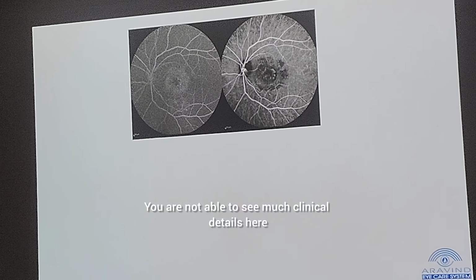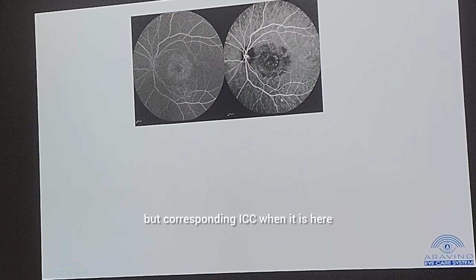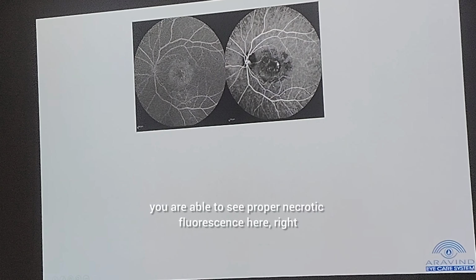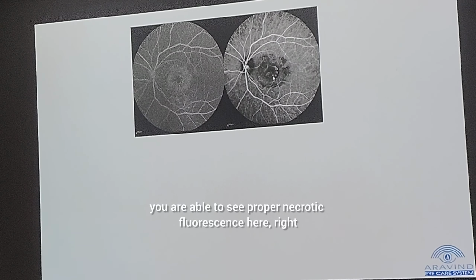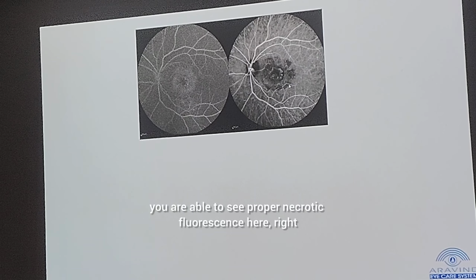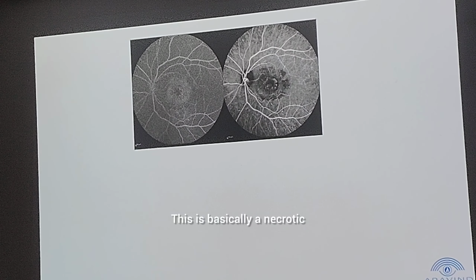You are not able to see much clinical detail here, but in the corresponding ICG image, you are able to see a proper network of fluorescence here. This is basically a network of fluorescence here.